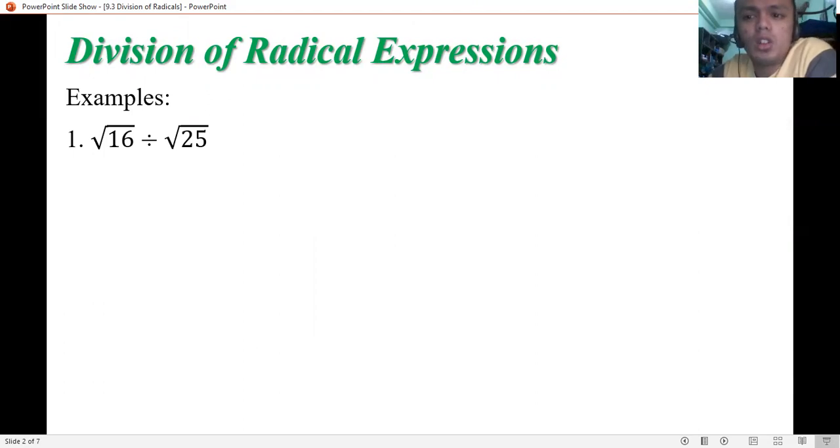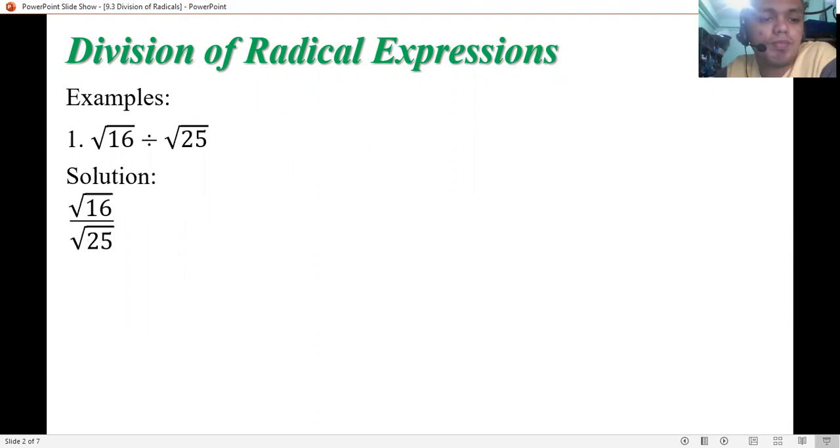Here, it doesn't really matter if the radicands are equal, as long as the index is equal. To divide, since 16 is a perfect square, we just take the square root of 16. The same story goes for 25. So the square root of 16 is 4, then the square root of 25 is 5. So we have 4/5.